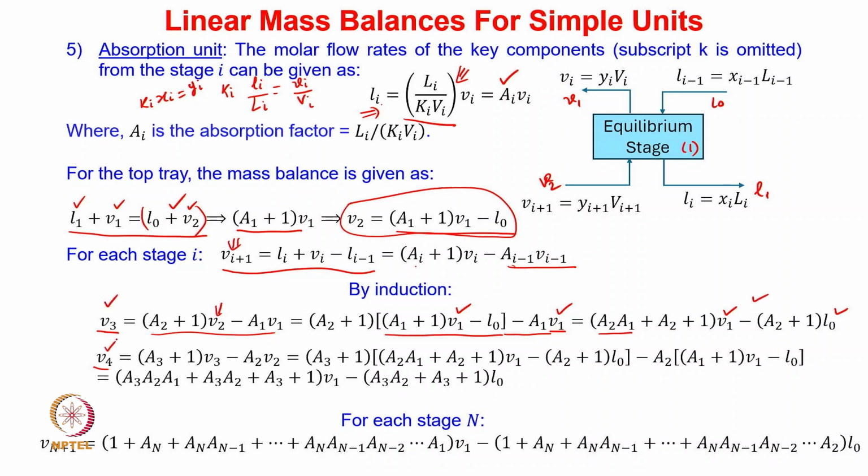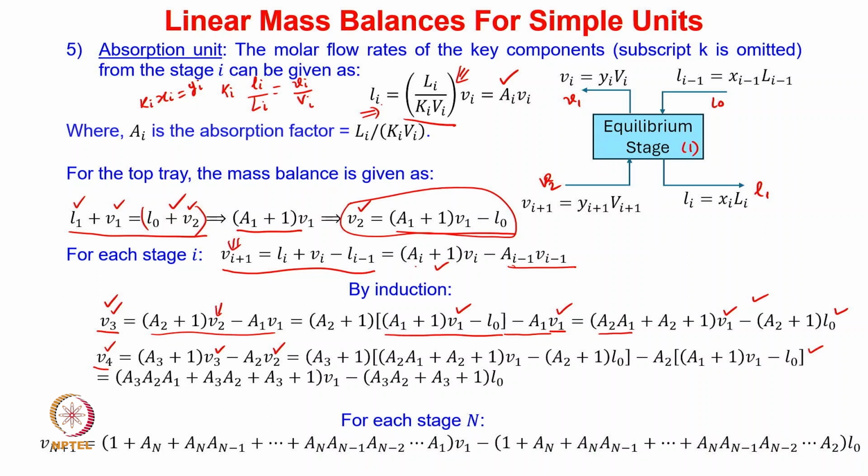Similarly we can write down for V4 again from the starting expression, so that will be A3 plus 1 into V3 minus A2 into V2. Now this V3 we can replace by the V3 which we have obtained here, and this V2 we can replace by this V2. So we can put those here, and further simplifying, V4 is given as A3 A2 A1 plus A3 A2 plus A3 plus 1 into V1 minus A3 A2 plus A3 plus 1 into L naught. So you can see that for all the variables V1, V2, V3, V4, we can write down the expression by induction.